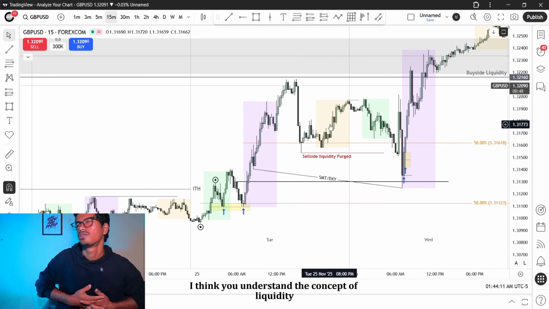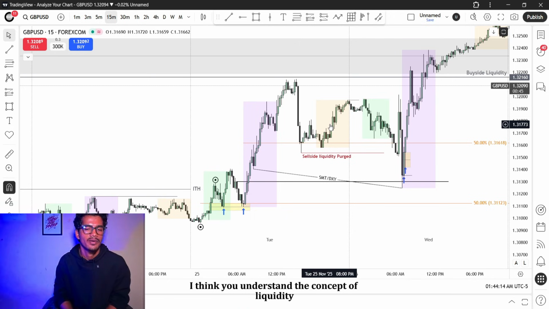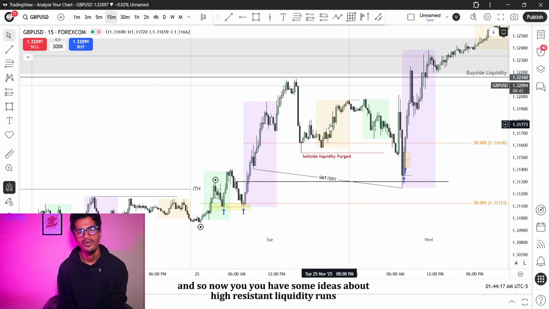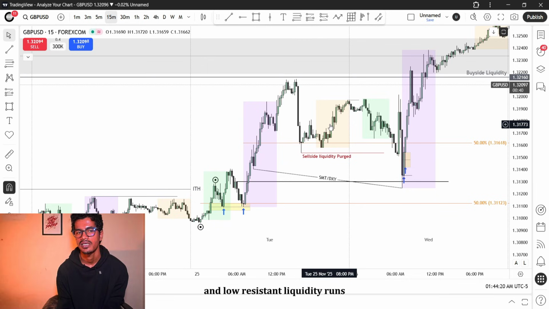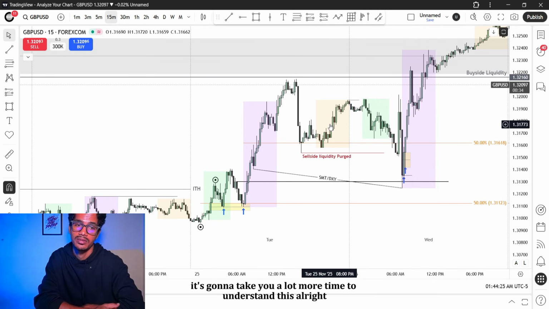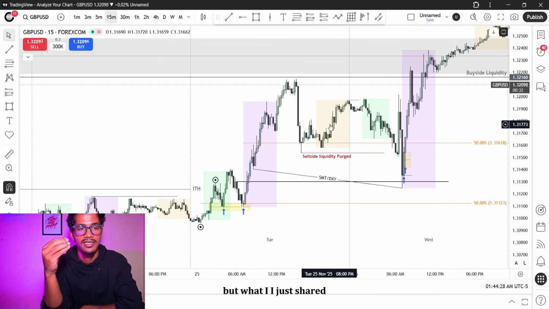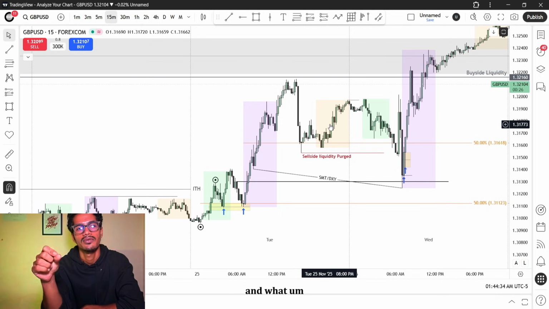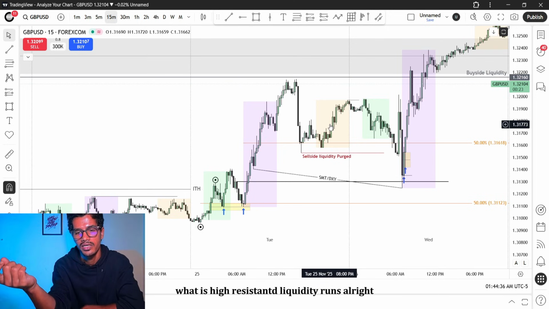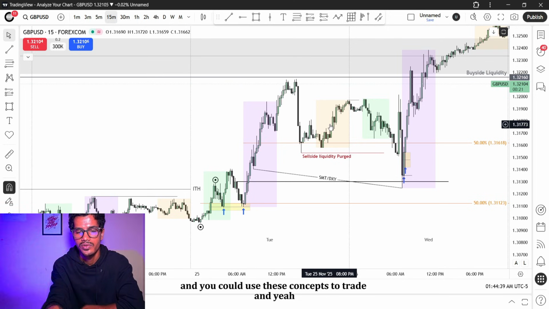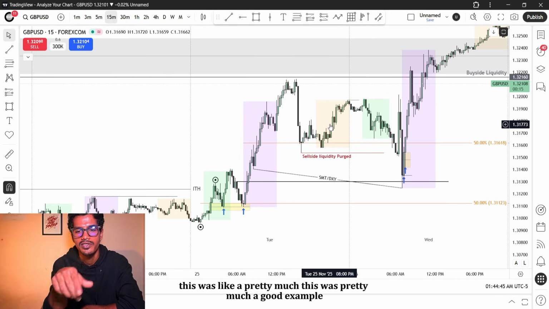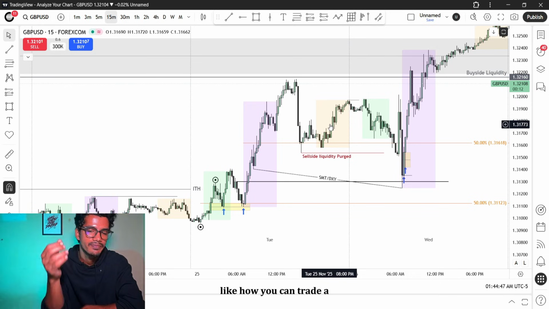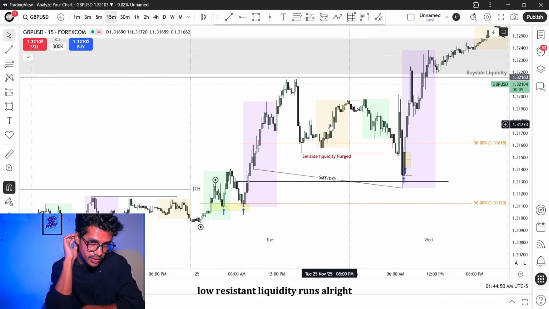I think you understand the concept about liquidity, and now you have some ideas about high risk liquidity runs and low risk liquidity runs. And bro, I'm saying again, it's gonna take you a lot more time to understand this, all right? But what I just shared is the easiest way to identify what low risk and high risk liquidity runs mean. And you could use these concepts to trade. And yeah, this was pretty much a good example of how you can trade low risk liquidity runs, all right?